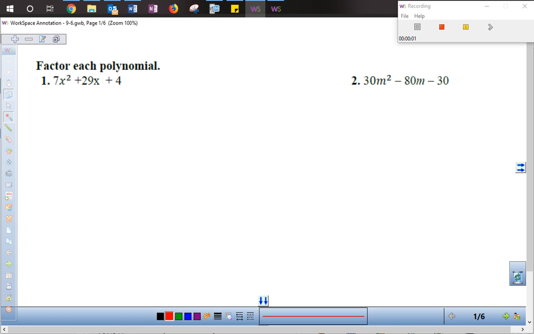Alright guys, we're going to get some more practice here with frowny face factoring. So let's look at number 2. I have 30m squared minus 80m minus 30. The first thing I want to do, according to our blue sheet, is take out the greatest common factor. So if I look here, I have 30, 80, and 30. The GCF is 10. And then I can divide each term by 10 to see what I have left.